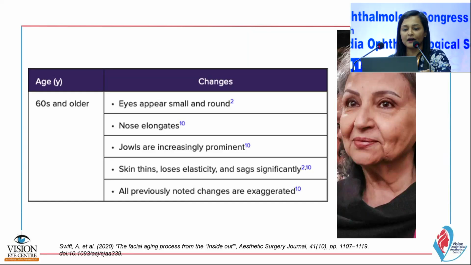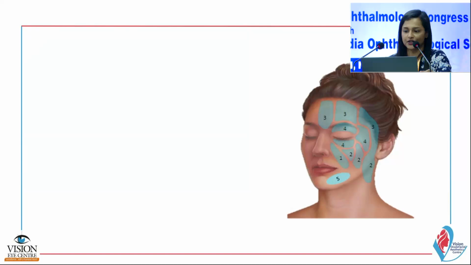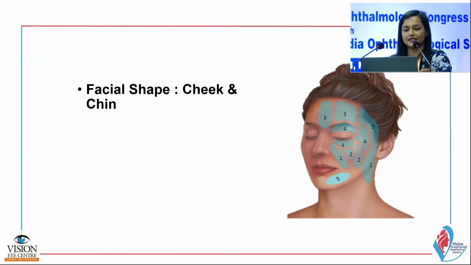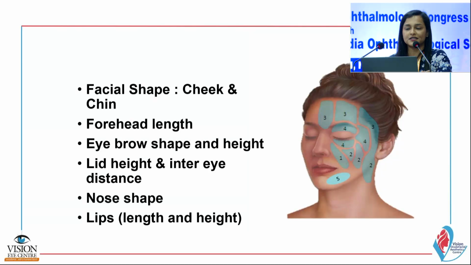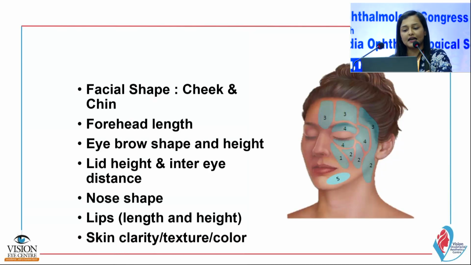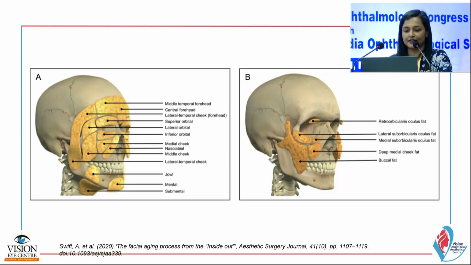And somebody above 60, you can see the prominent jowls that start to develop because of the overall facial descent, and all the changes that we mentioned till now become more and more exaggerated. Now when we assess the face, we look at the facial shape with respect to the cheek and the chin, the length of the forehead, the brow shape and height, the lid height, and the skin texture and clarity. The nose and lips are something that we don't commonly address at our level.